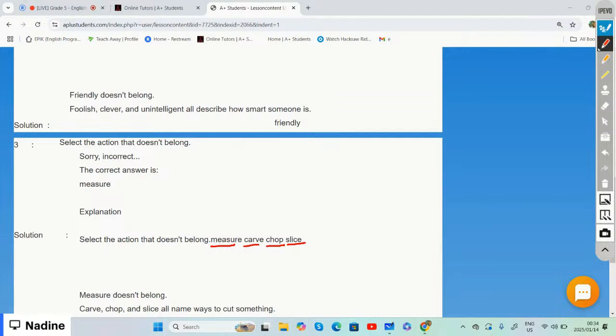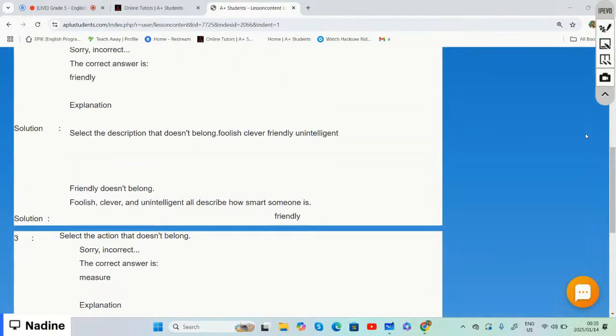And if we were to select the action that doesn't belong, that is not part of ways to cut up something, then measuring. To measure something has nothing to do with how to cut up something, right? Ways to cut up something are to carve something, to chop something, to slice something. Those are ways in which we can cut something. And we call that related words. They are related to one another and they fall under the category of ways to cut something. So well done. Measure does not belong.